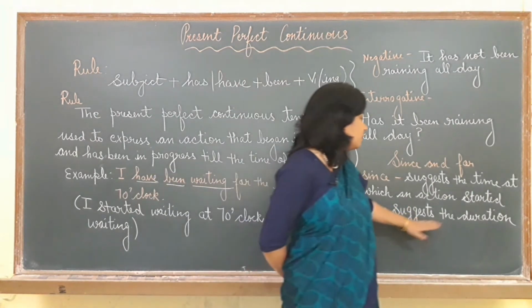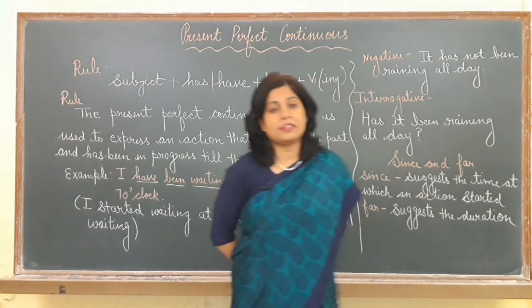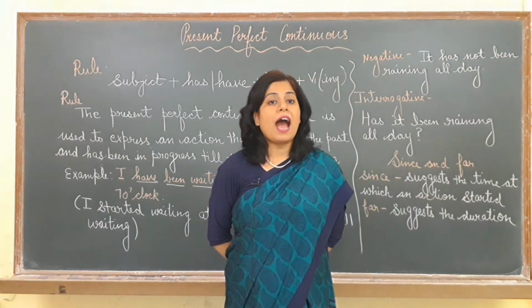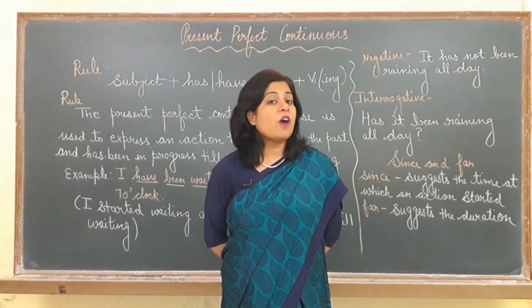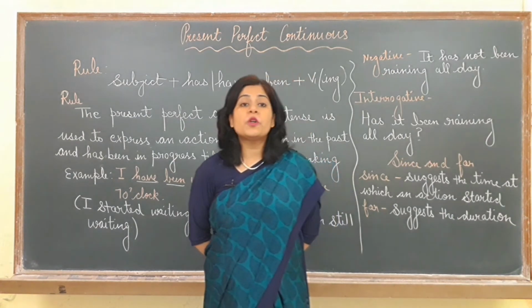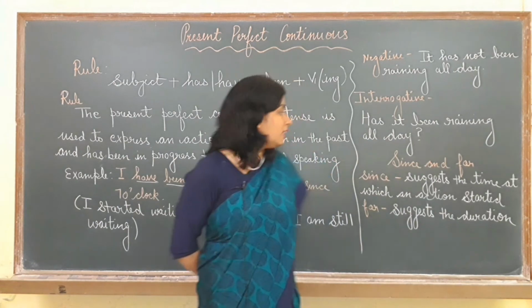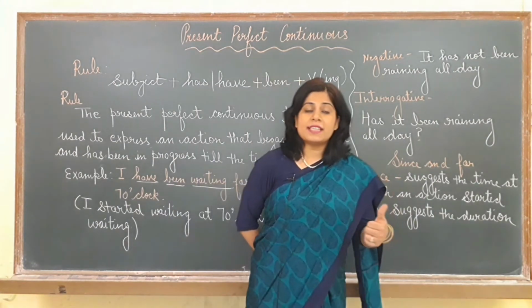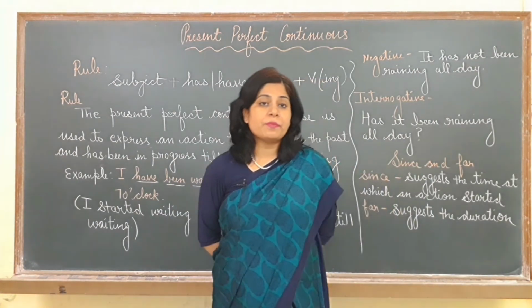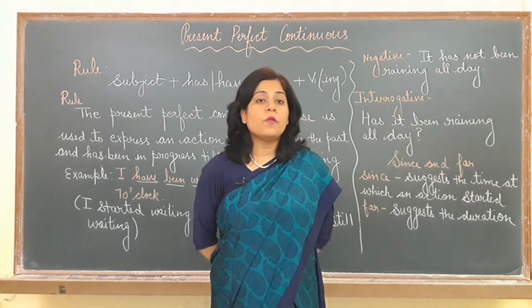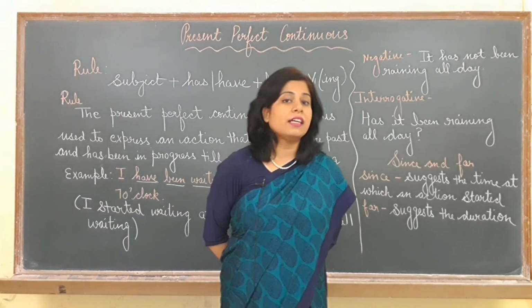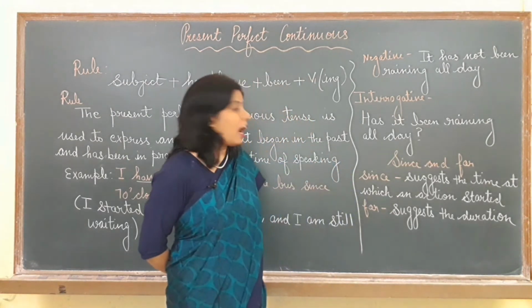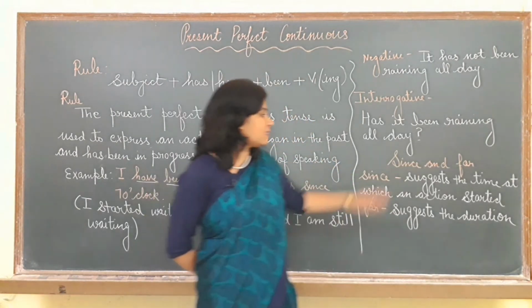Now let me talk about for. For suggests the duration of the action. For example, I have been teaching for 2 hours. So how long did I teach? For 2 hours. Fine. So if I talk about the first sentence, I have been teaching since 9 a.m., we don't know the duration of the time, but we know that the action started at 9 a.m. I hope the difference is clear between since and for.